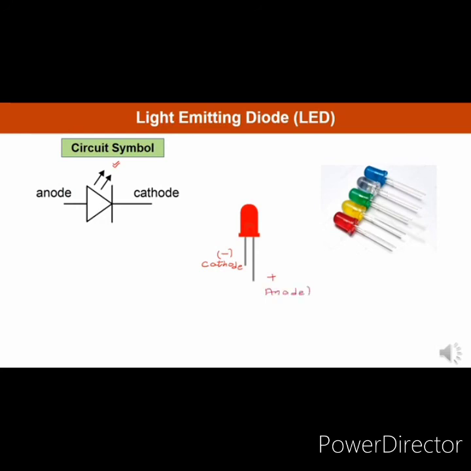And LEDs of various colors are also available in the market. The color depends upon the type of material used for the fabrication of the light emitting diode. Accordingly, you can see red, yellow, green, blue, white, various colors of LEDs.